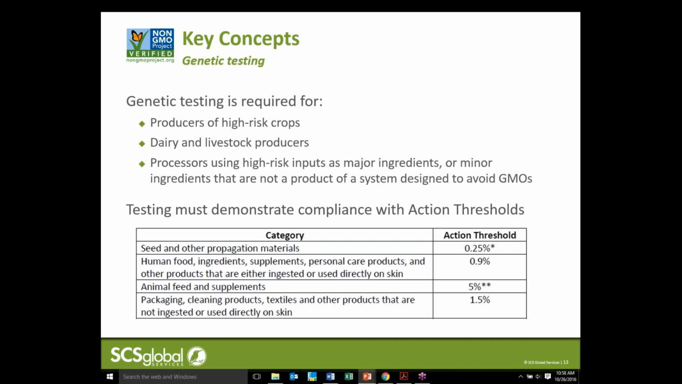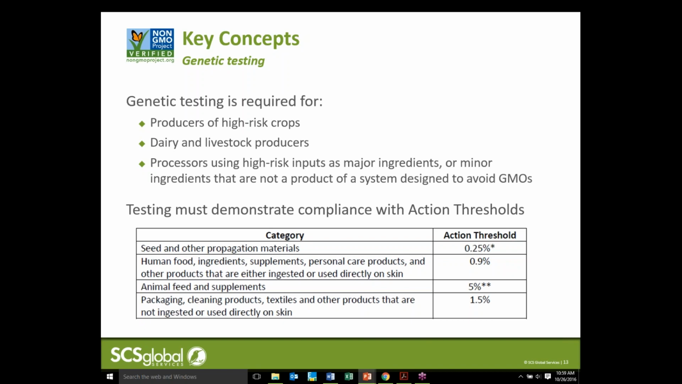So the reason that all dairy and livestock products are considered high risk is because the feed that the animals are consuming may contain, and frequently contain, high-risk inputs, as do some of the antibiotics, hormones, and so forth that are given to the animals. So testing for dairy and livestock products obviously cannot be done on the animals themselves, but on the feed that they consume. And processors that use high-risk inputs as major ingredients or as minor ingredients that are not certified organic or part of another IP system designed to avoid GMOs, for those kinds of inputs, genetic testing will need to be conducted as well.